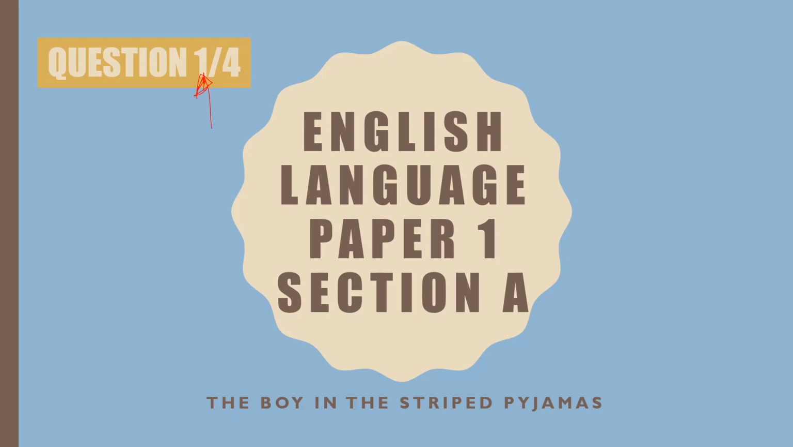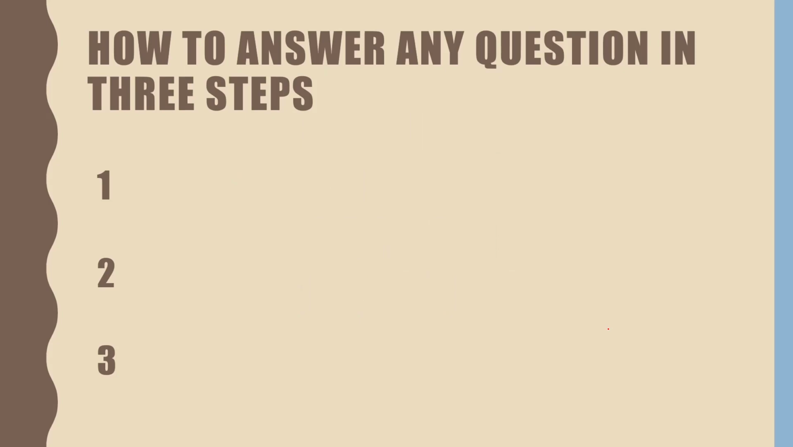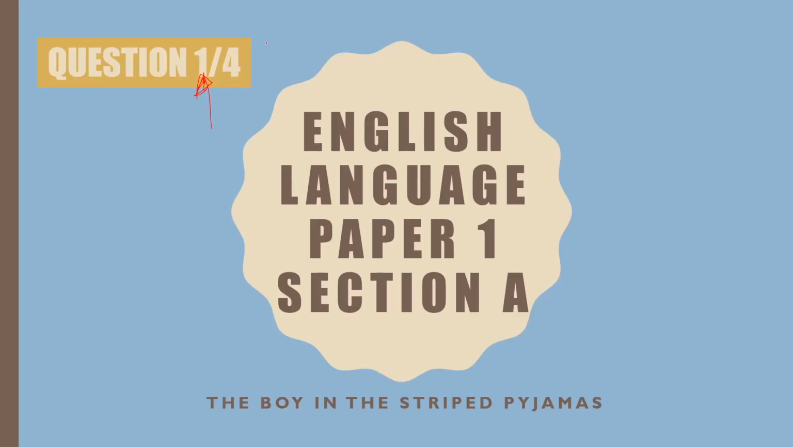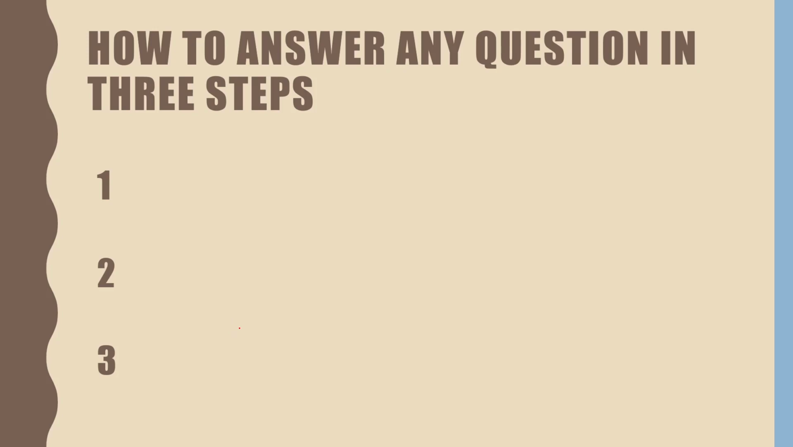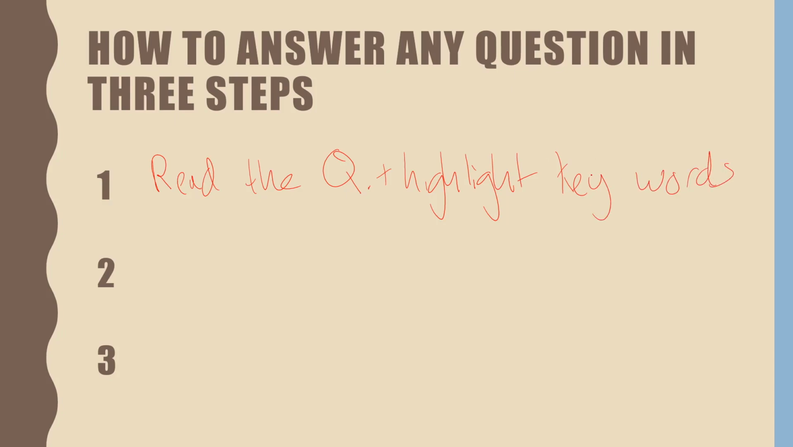All right. So English Language Paper 1, Section A today. With all of these questions, all 4 of these questions, there are 3 steps that you have to take. The first step is you need to read the question, read the cue, and then also highlight keywords, which I will tell you how to do in a minute. You do that before you read the source. After you read the questions, you then read the source.